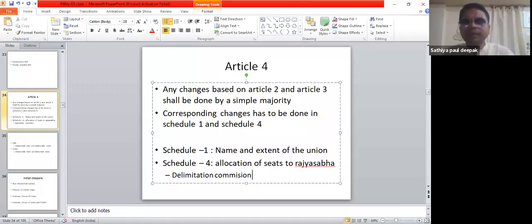But now, whenever a new state is created, for example, when Telangana was created, they added the name in Schedule 1 and the boundaries were also mentioned there. According to Schedule 4, they allocated the seats to Rajya Sabha also. For Telangana, they mentioned how many seats. So whenever you are making changes in Article 2 and 3, two things must be kept in mind according to Article 4. One is it must be done through a simple majority. Second is necessary changes should be made in Schedule 1 and Schedule 4.